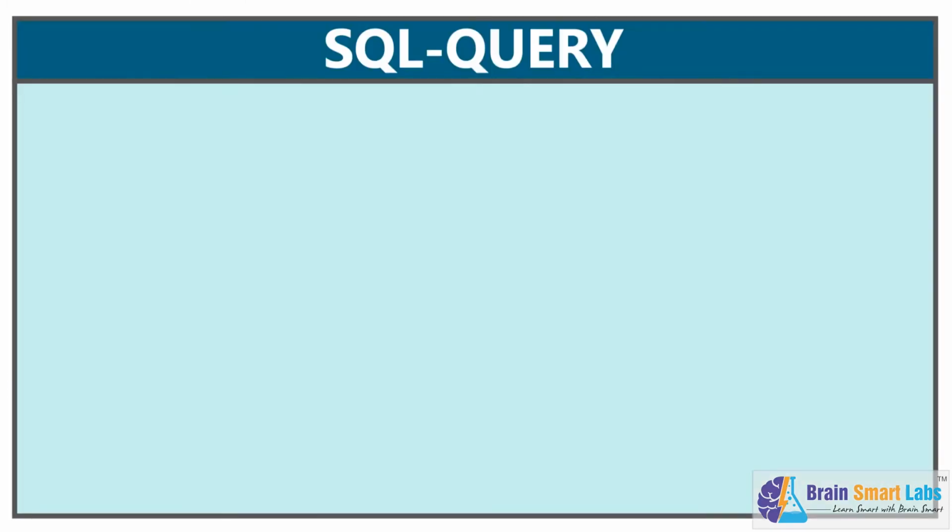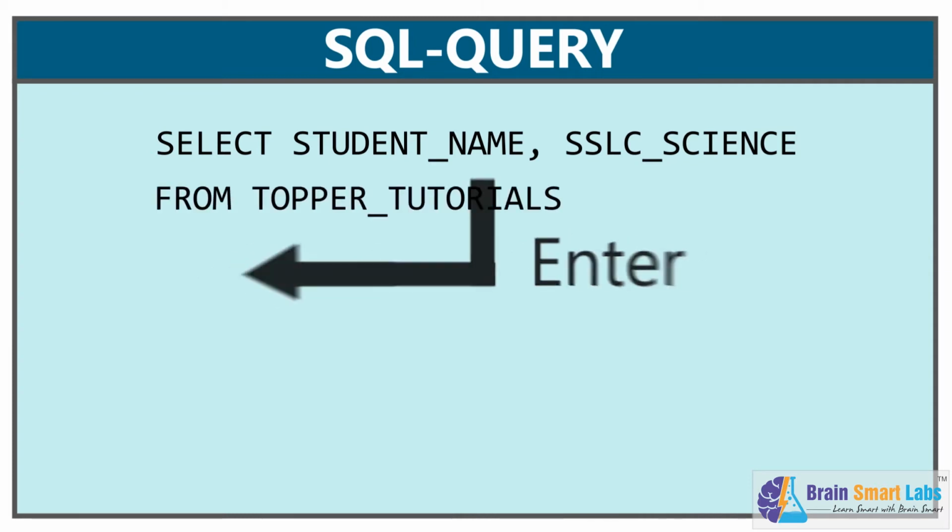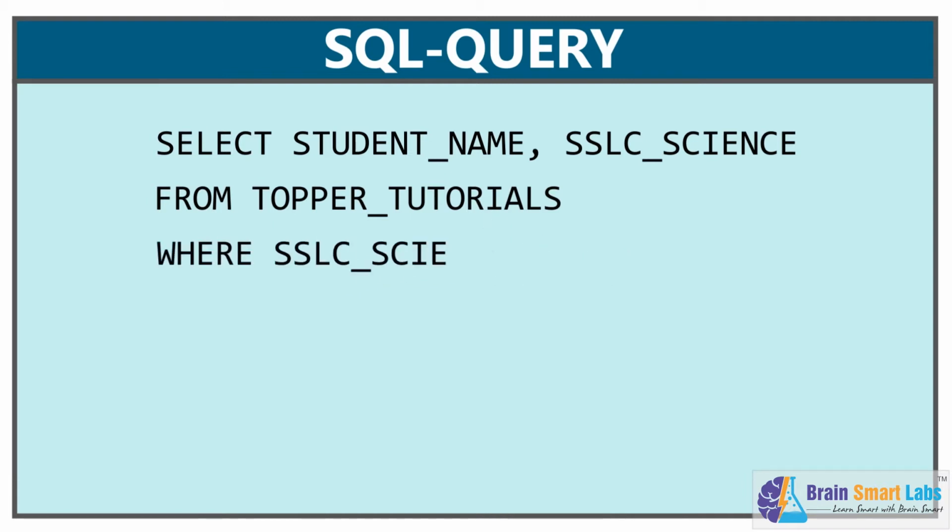Coming to the query section, we first need to type select student name, SLC science in the first line. From Topper Tutorials in the second line, as this is a table. We need to query where SLC science equal to 95 in the last line, which signifies the condition for our where clause. Please observe we are using a numerical comparison here for our equality operator.